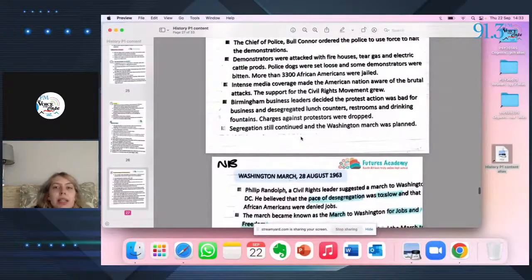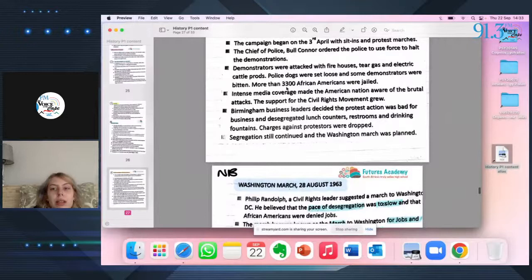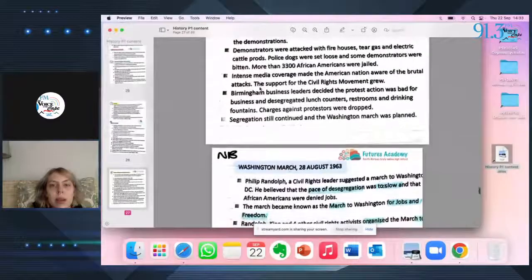The chief of police, Bull Connor, ordered the police to use force to halt the demonstrations. Demonstrators were attacked with fire hoses, tear gas, and electric cattle prods. Police dogs were set loose, and some demonstrators were bitten. More than 3,300 African Americans were jailed.